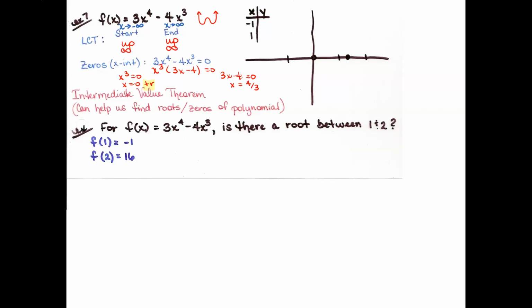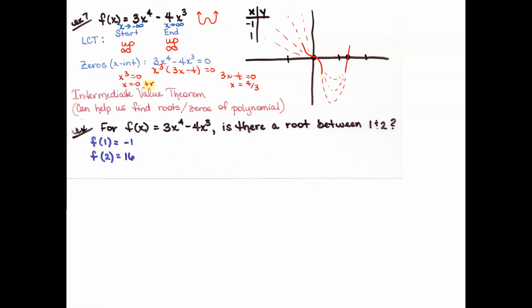All right, so let's see what we got. We said it was going to slide through at 0. We said it was going to go straight through at 4/3. We said it was going to start up and it was going to end going up. So really the only thing that I don't know is how steep to make this over here, and I don't know how low down to come down here.